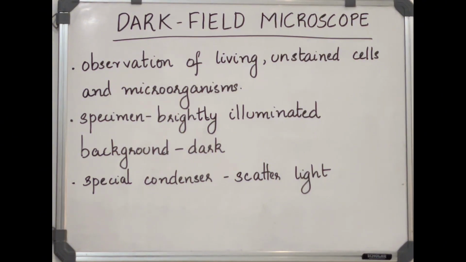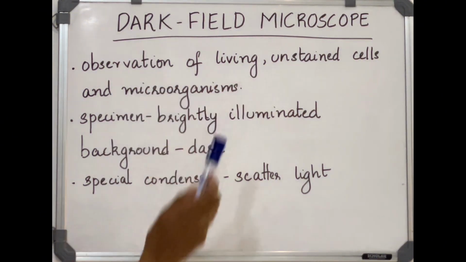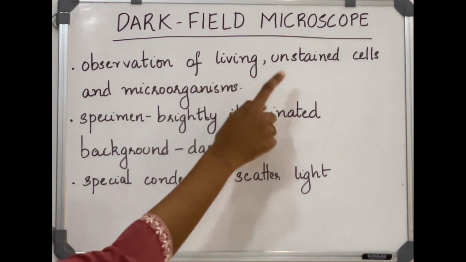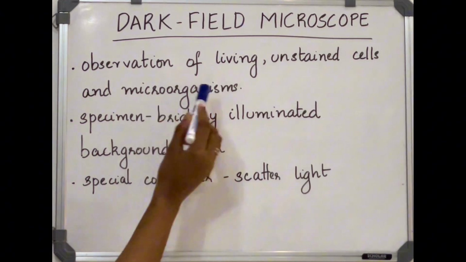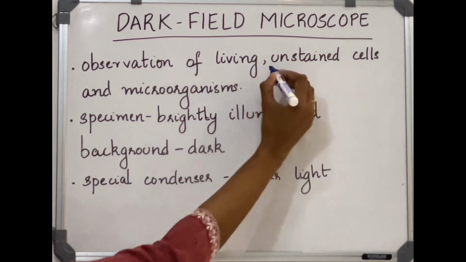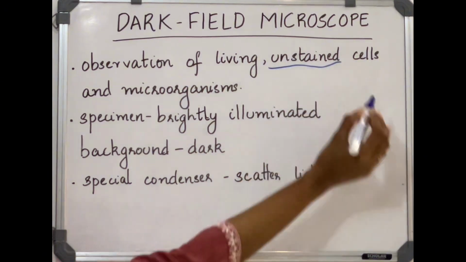So in this video we will be discussing the dark field microscope. The dark field microscope is used for the observation of living unstained cells and microorganisms. In the bright field microscope, we said that in order to increase the contrast of the image we need to stain the specimen, right? But using the dark field microscope, we can observe unstained samples itself.